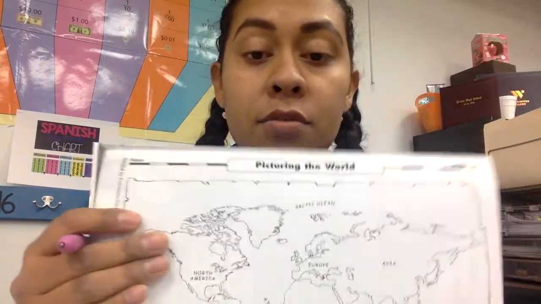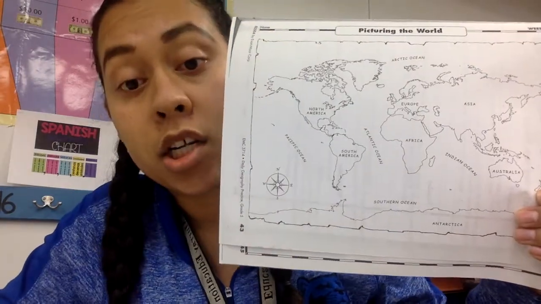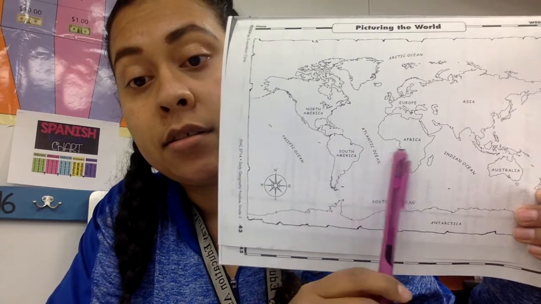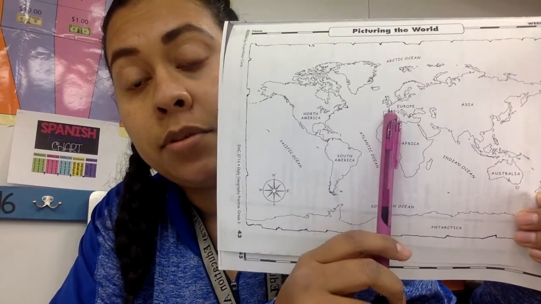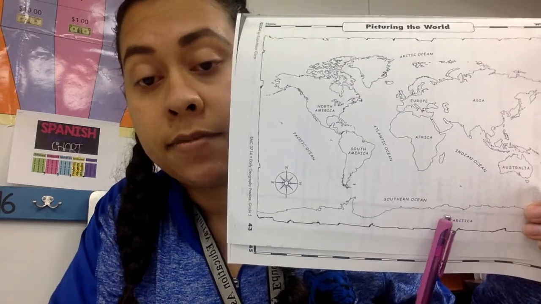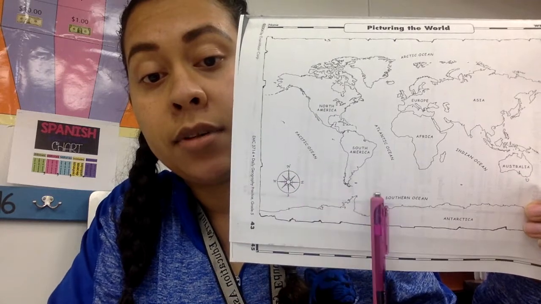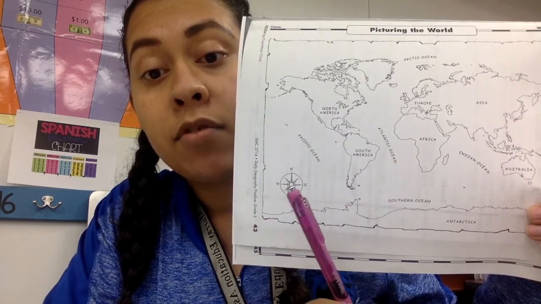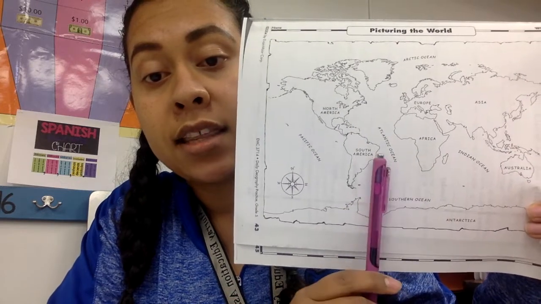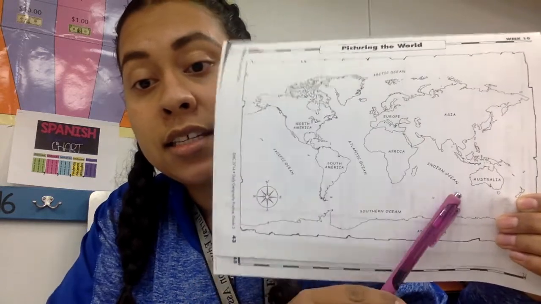Okay, so now let's look at the world map, picturing the world. So we have all of our continents: North America, South America, Africa, Europe, Asia, Australia, Antarctica. We also see that there's a compass rose, northeast, southwest, and we have oceans: Pacific Ocean, Southern Ocean, Atlantic Ocean, Arctic Ocean, and Indian Ocean.